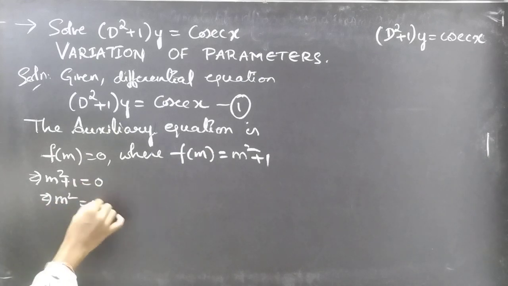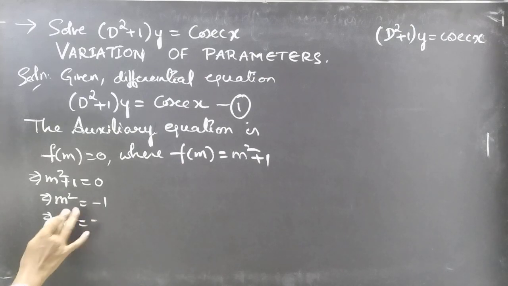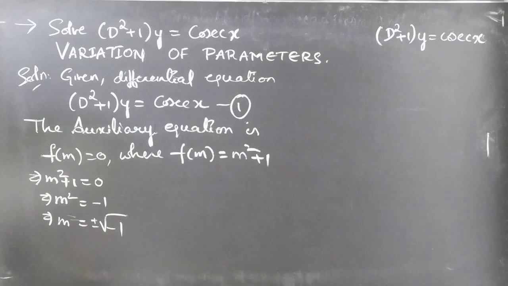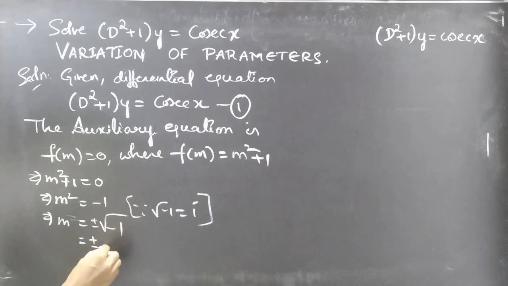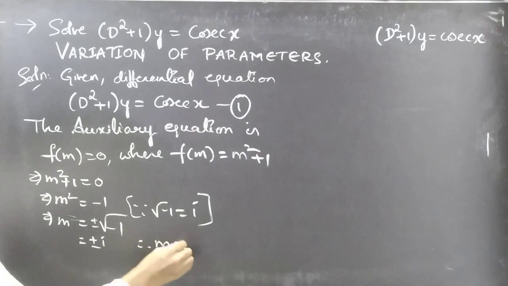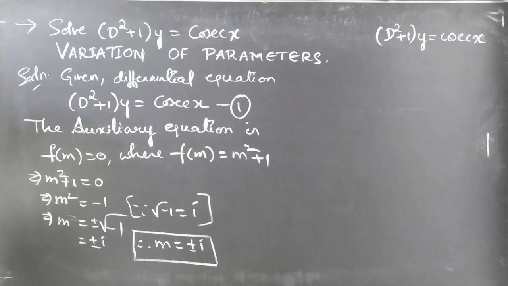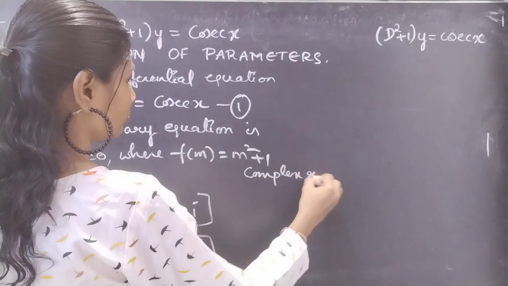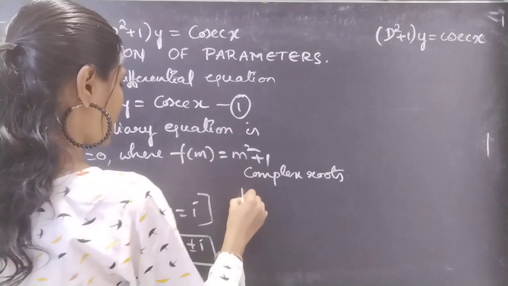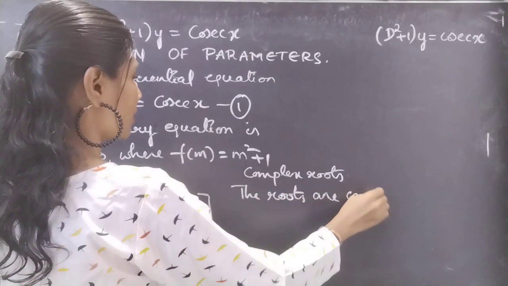So let's take this 1 to the RHS. We'll get m square equals minus 1, then m equal to plus or minus square root of minus 1, right? Since we know that square root of minus 1 is i, we'll replace square root of minus 1 with i. Therefore, m equal to plus or minus i. Complex roots, right? So the roots are complex conjugate.